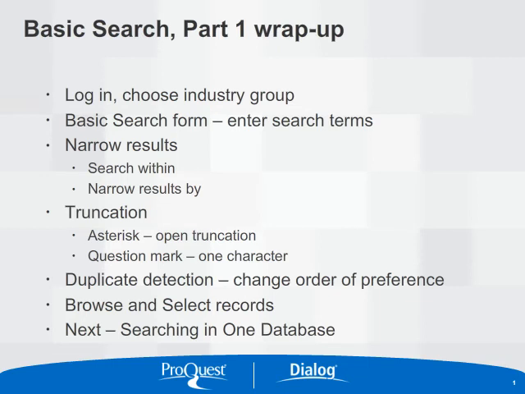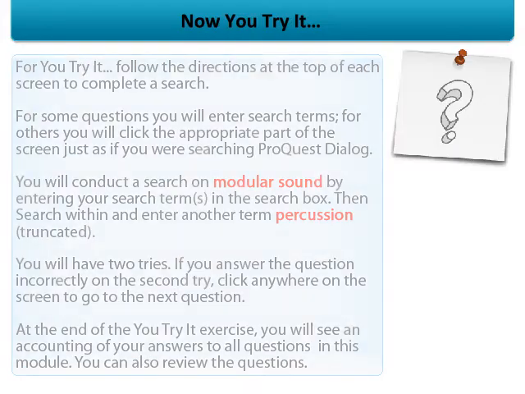Part 2 picks up where we left off in the same online session. We'll search one database from the Engineering and Technology category and see how easy it is to work with selected records using a post-processing feature.